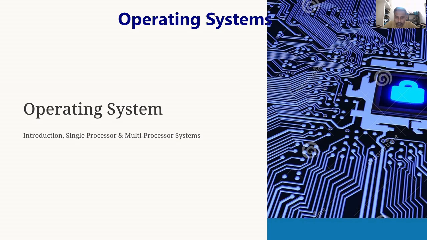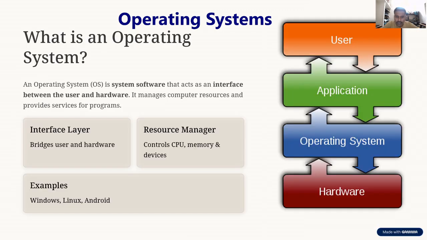Hello everyone. Today we are going to learn about the operating system, also known as OS. An operating system is software that acts as an interface between the user and computer hardware. It manages the computer resources and provides several services for programs. It helps users interact with the system and manage all hardware resources like CPU, memory, and devices.